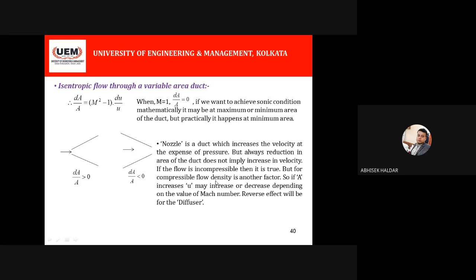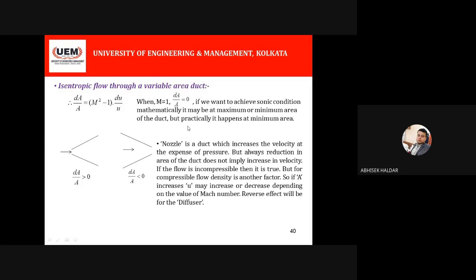Because if you just recapitulate the continuity equation, the main continuity equation was rho 1 A1 V1 equals rho 2 A2 V2. Fine. Can you hear me, all of you? Yes, sir. So rho 1 A1 V1 equals rho 2 A2 V2. But in case of incompressible flow, rho was constant, so rho cancels out. So A1 V1 equals A2 V2. That was the equation for incompressible flow.